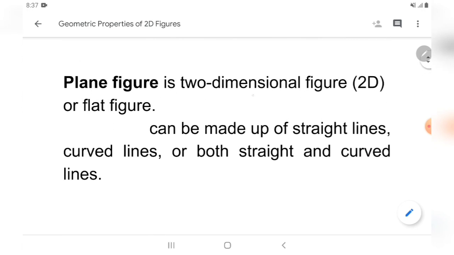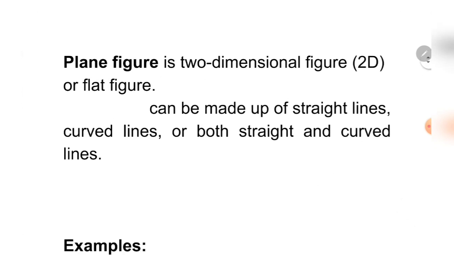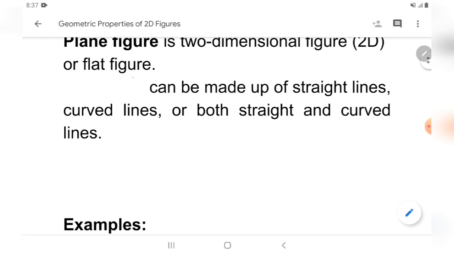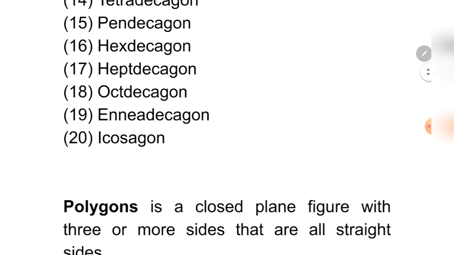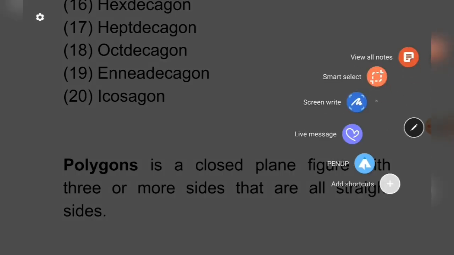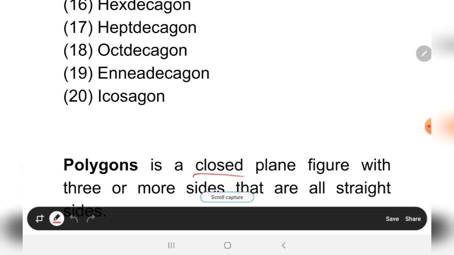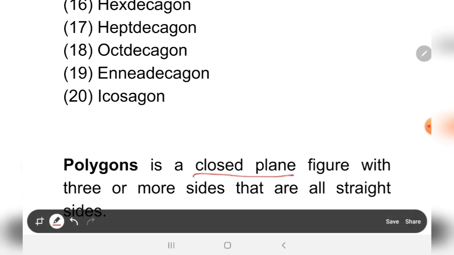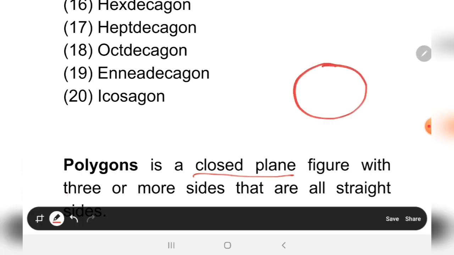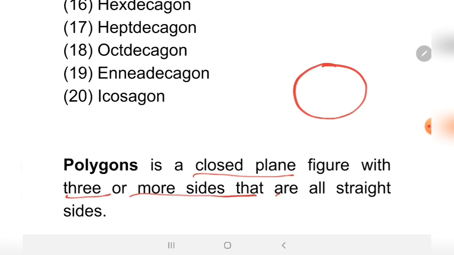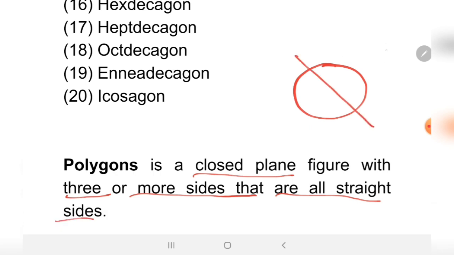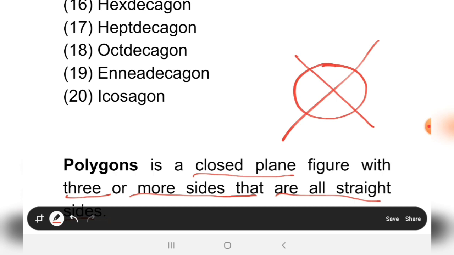Again, a plane figure is a two-dimensional figure that can be made up of straight lines or both straight and curved lines. It means that a circle is a plane figure, but a polygon is a closed figure, yes. A circle, we know that a circle is a closed figure, right? But the circle doesn't have three or more sides that are all straight sides. That means a circle is not a polygon.